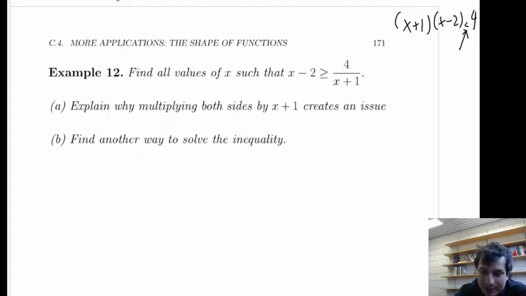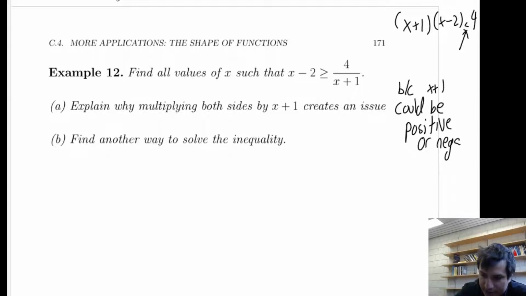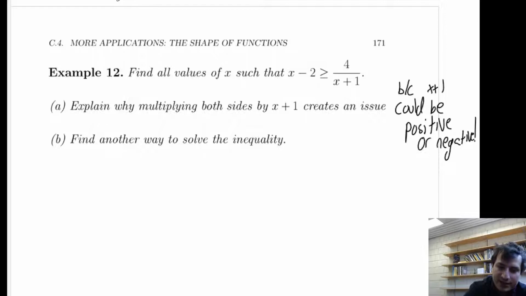Explain why multiplying both sides creates an issue. It's because x plus 1 could be positive or negative, so you can't be sure of that one. And you can do it sort of in cases by thinking about these two cases. But we're going to do it another way.